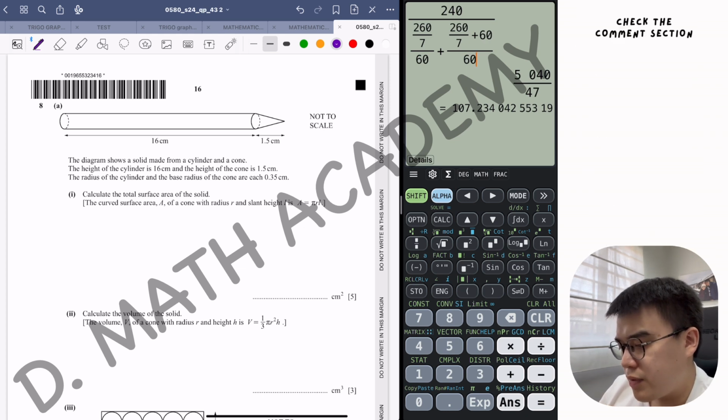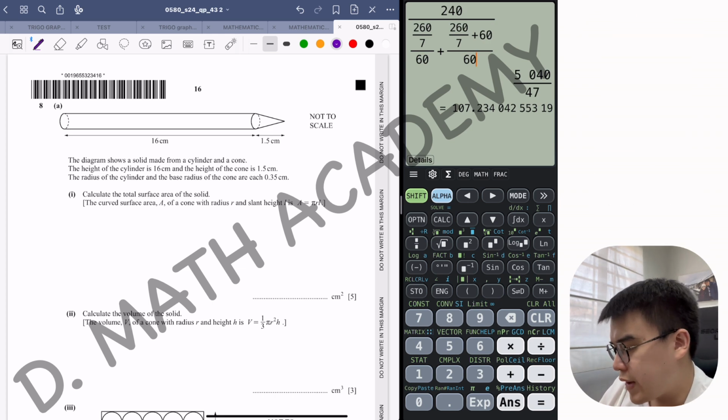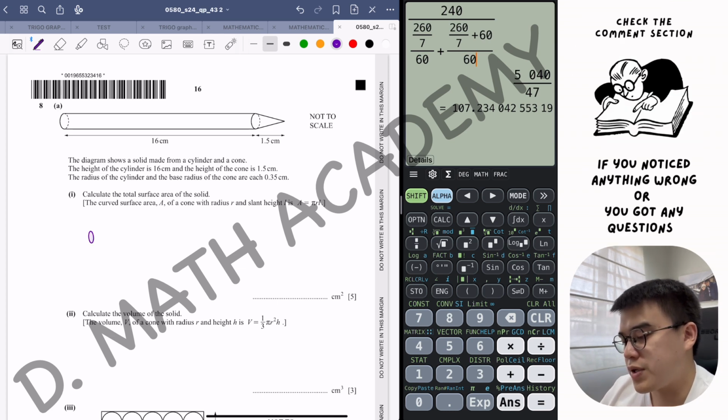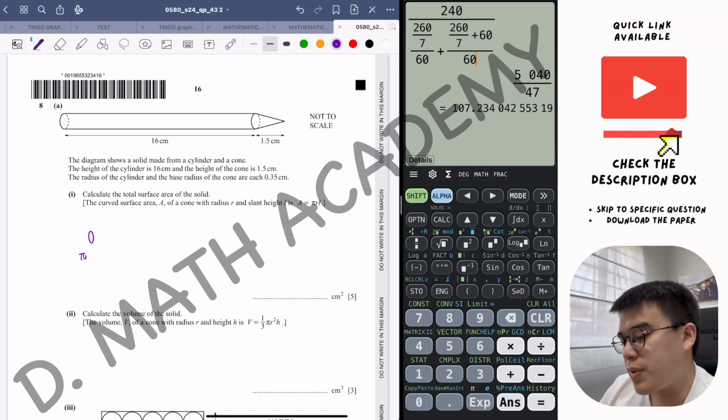Has a height of 1.5, radius of 0.35. Surface area of this solid. So there's a few things that I will be calculating. First one is the bottom, which is this cover here. For that, it will just be your generic pi r squared.